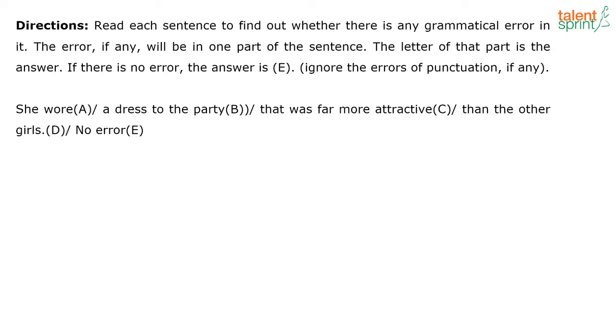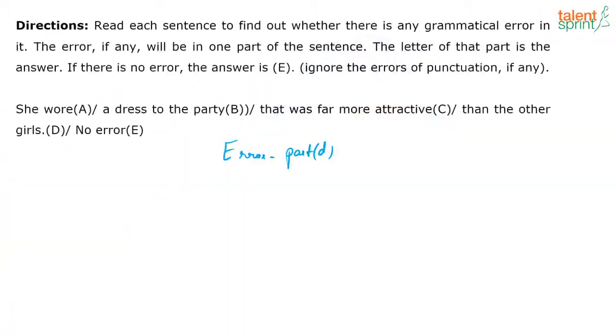But where the error is, in part D. And what is that error? To bring in more clarity, like we said, the comparison is between the dress that was attractive. So the comparison is between her dress and the dress of those other girls, not her dress and the other girls. If you look at part D, it says "then the other girls," which is incorrect. No? We are not comparing the dress to the girls. We are comparing the dress to the dress of the other girls.